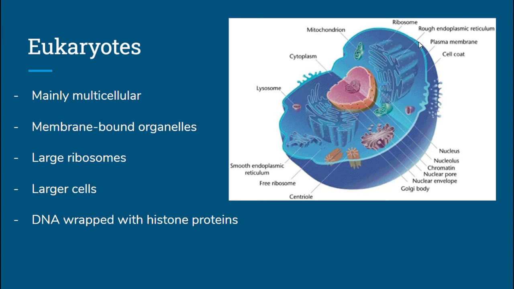The second type of cell that we have are eukaryotic cells. These are mainly multicellular and they have membrane-bound organelles. They have large ribosomes and they're typically larger cells, and they contain DNA which is wrapped with histone proteins. So on the side right here we just have an animal cell.